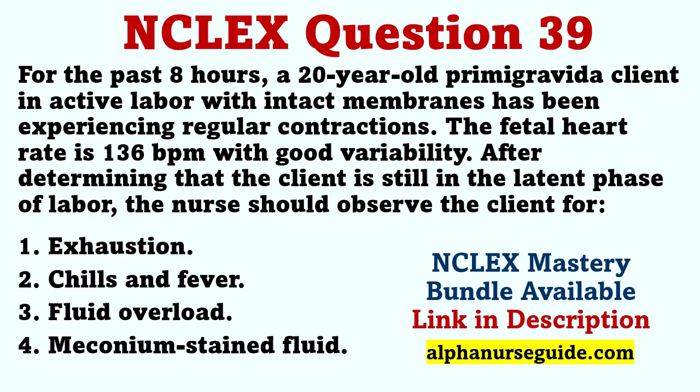The normal length of the latent stage of labor in a primigravida client is 6 hours. If the client is having prolonged labor, the nurse should monitor the client for signs of exhaustion, as well as dehydration. Hypotonic contractions, which are painful but ineffective, may be occurring. Oxytocin augmentation may be necessary.